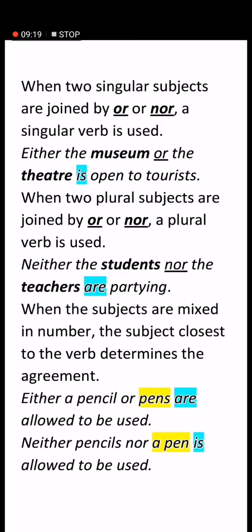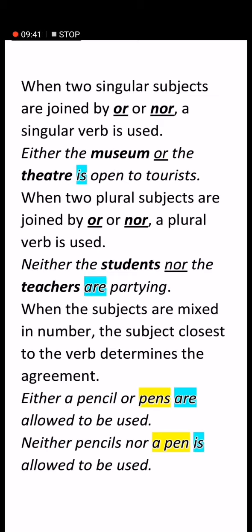When two plural subjects are joined by or or nor, a plural verb is used. Neither the students nor the teachers are partying. Students plural, teachers plural, so we use the plural verb are, then partying.